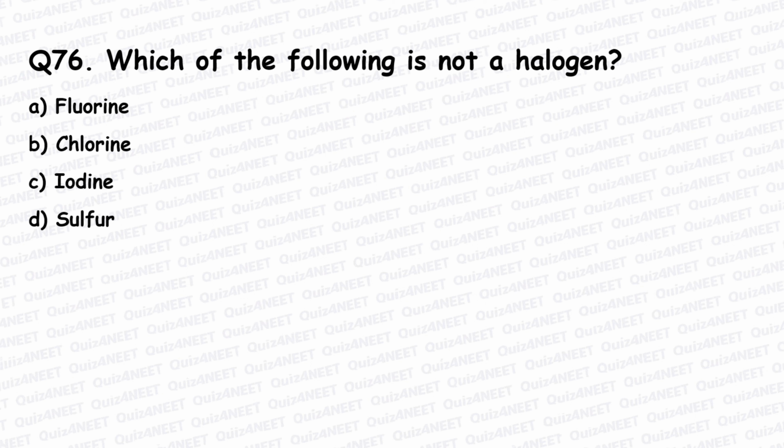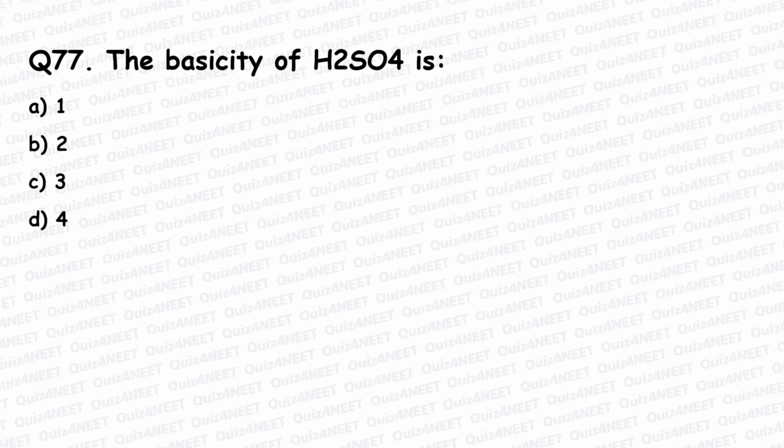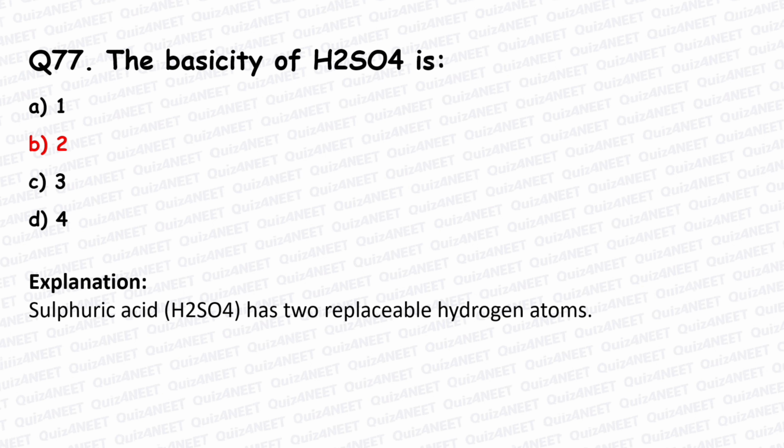Q76. Which of the following is not a halogen? A. Fluorine, B. Chlorine, C. Iodine, D. Sulfur. Answer. D, sulfur. Sulfur is not a halogen. Q77. The basicity of H2SO4 is A. 1, B. 2, C. 3, D. 4. Answer 2. Sulfuric acid, H2SO4, has 2 replaceable hydrogen atoms.